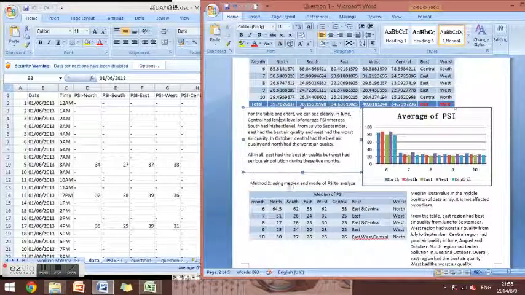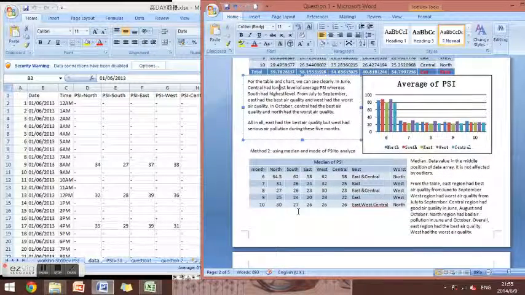Method 2: use the median or mode of PSI to analyze. You can see this table, which is the median of PSI. From the table, the Eastern region has the best air quality from June to September. The Western region has the worst air quality from July to September.